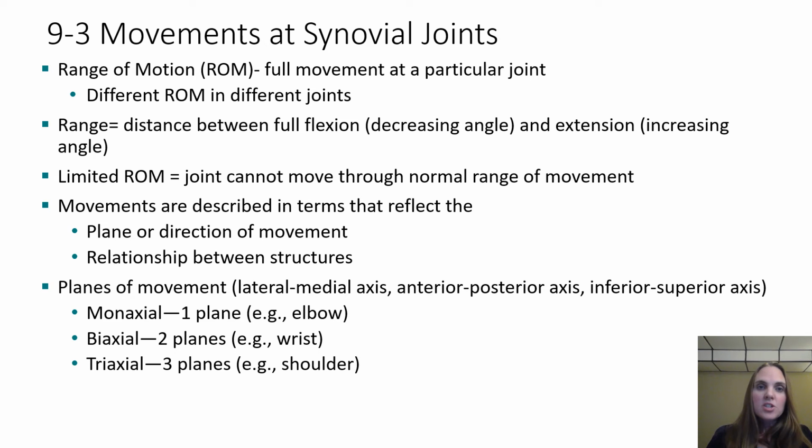A limited range of motion means that joint cannot move through the normal range of movement. I actually have a joint with a limited range of motion. I demonstrate this normally in class when we're together, but it's probably harder to see on a camera. But I broke my arm multiple times, unfortunately. When I was a child, I was very clumsy. And so I, as a result of that, have a limited range of motion in my wrist.